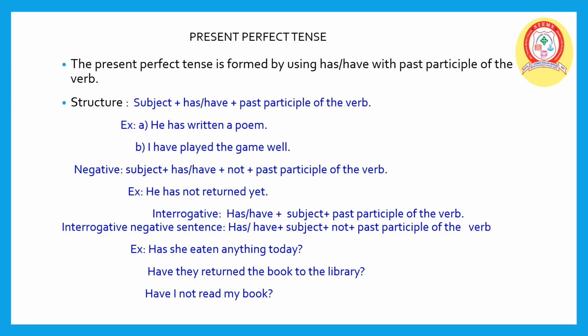Now, interrogative sentence. The structure is has or have plus subject plus past participle of the verb. Interrogative negative sentence, what do you add? Has or have plus subject plus not plus past participle of the verb. Now let us see the examples.